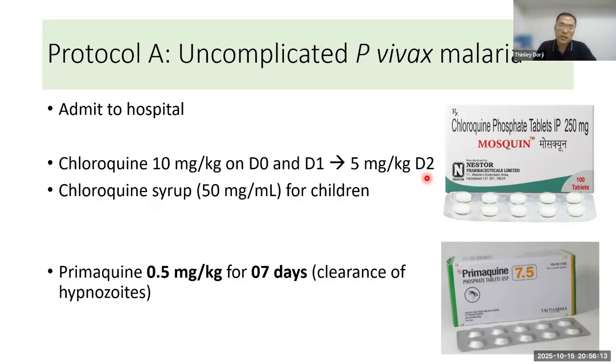If it's for children, there is chloroquine syrup that's available. For vivax malaria, you will have to give primaquine. The dose that is recommended by the 2024 guideline is 0.5 mg per kg once a day for 7 days. So chloroquine comes in the tablet of 250 milligram or 150 milligram of base, and primaquine comes in a tablet where the strength is 7.5 milligrams.